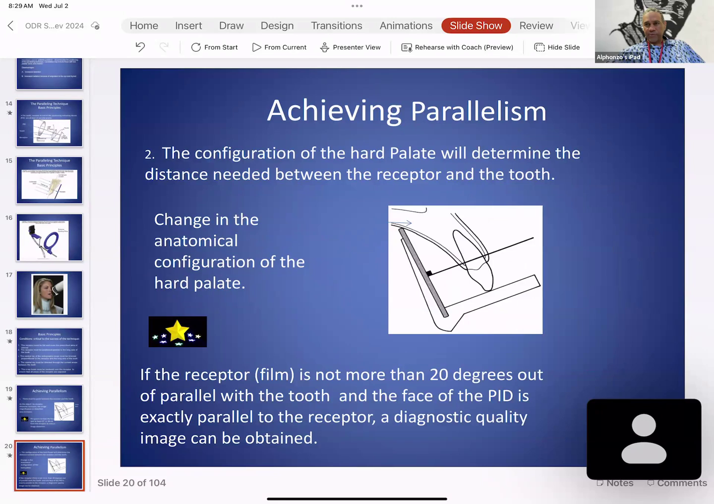You want to be able to achieve parallelism. If we don't, of course, we'll get foreshortening or elongation, depending on how that angle is changed. If the receptor is not more than 20 degrees out of parallel with the tooth, the face of the PID is exactly parallel to the receptor, and diagnostic quality of image can be obtained.